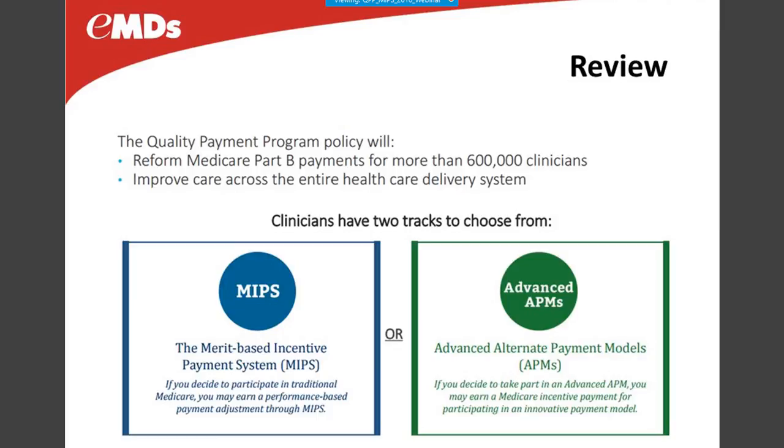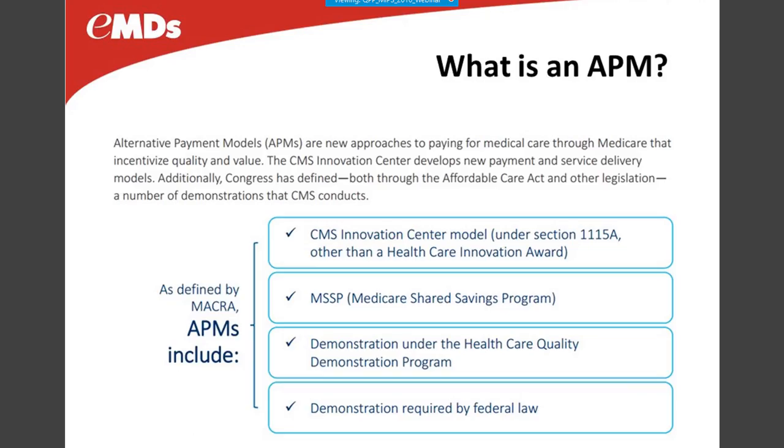Now, the other option for participation in the quality payment program initiated under the MACRA bill is to participate in an advanced APM. And advanced is the key word here, so we'll talk more about that. A little bit about APMs. There is quite a bit of involvement with APMs already, and there is a lot of regulation around them. So CMS has, for example, the Medicare Shared Savings Program is an APM, and there are several others.